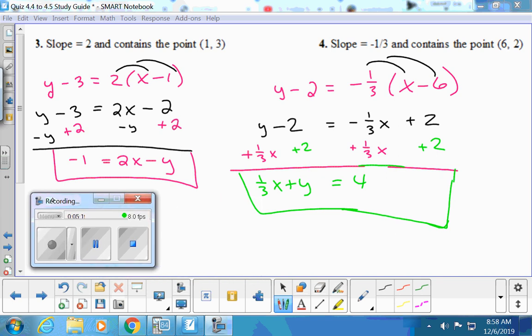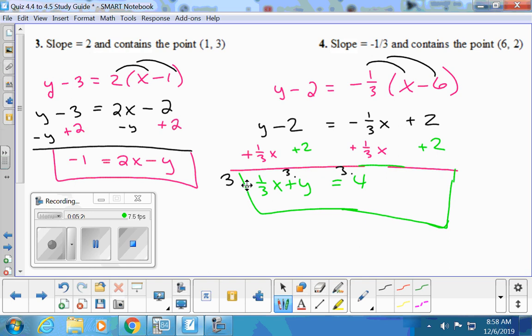We forgot to multiply through by 3 and play with fractions. My bad. So multiply by 3, multiply by 3, multiply by 3. That's going to be 1x. That's going to be 3y, and that's going to be 12.